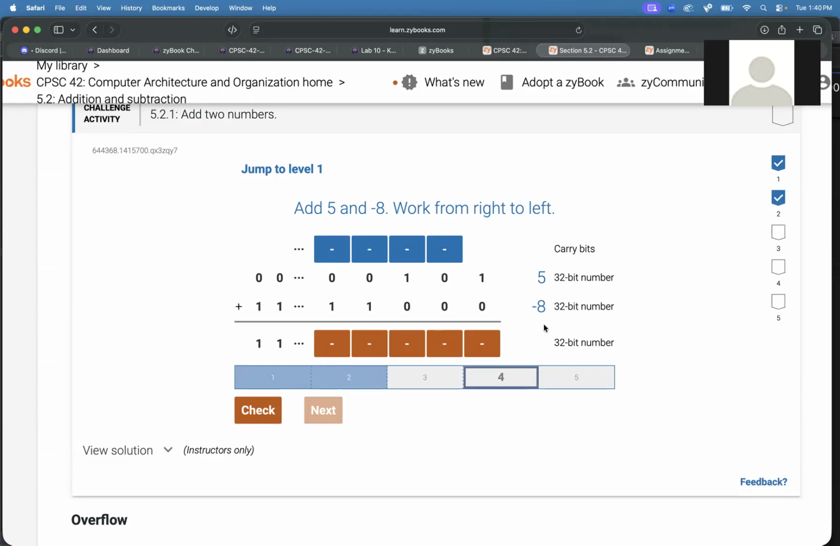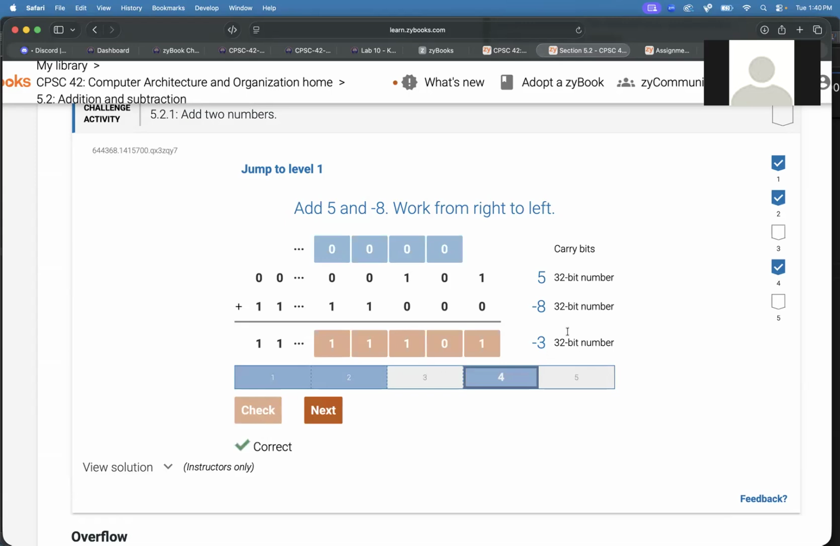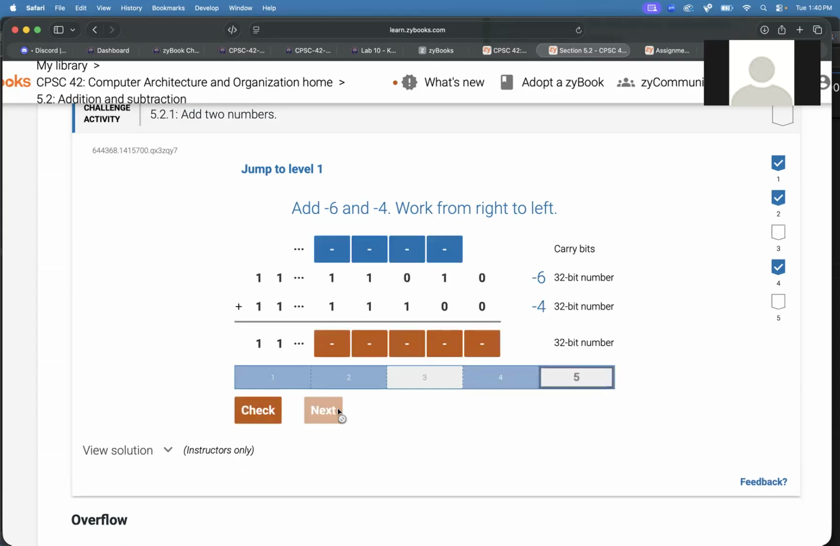Okay, let's just skip ahead to number 4. They're adding negative numbers now, but remember, there's nothing different about them. This -8 is written in 2's complement, but we add like normal. So 1 plus 0 is 1, carry nothing. 0, 0, 0 is 0, carry nothing. 0, 1, 0 adds up to 1, carry nothing. 0 plus 0 plus 1 is 1, carry nothing. 0 plus 0 plus 1 is 1, right? And then they tell us that that's -3.